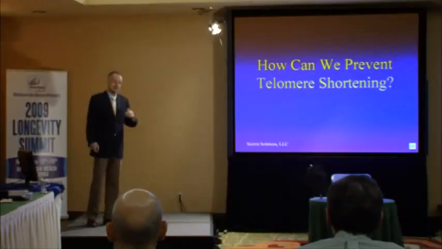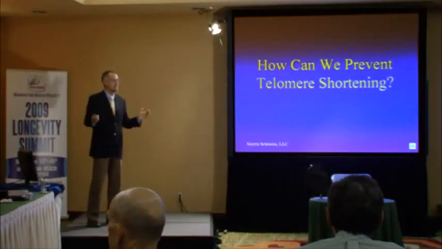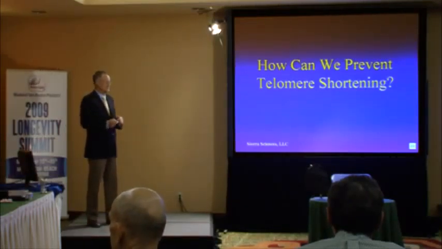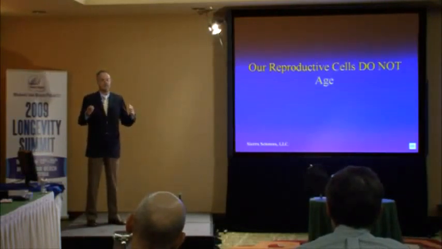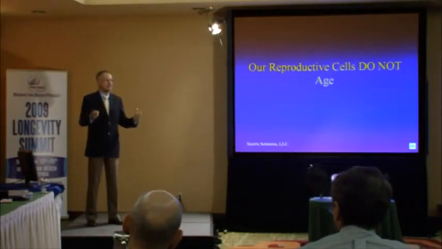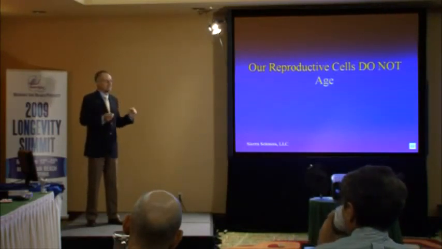So how can we prevent telomere shortening? This is the thing I was saying you can't do right now, but hopefully we can in the future, with one exception, taking into account the fact that our reproductive cells do not age. And we kind of know that, because if the theories are right that we age because our cells age, then if all of our cells age, then our children should be born as old as we are. But they're born younger than we are. So that means that our reproductive cells aren't aging.